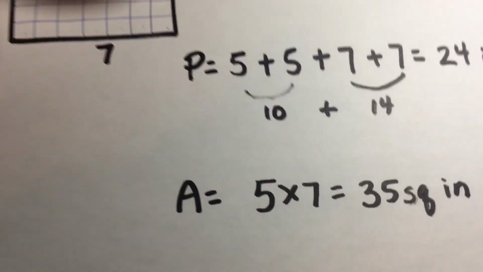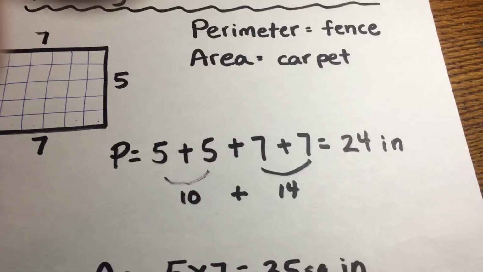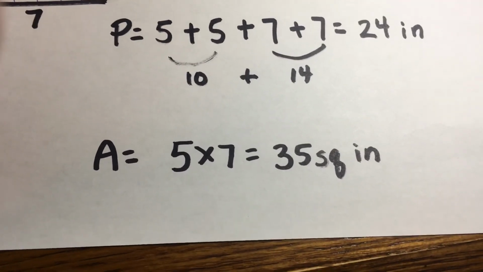Sorry for the camera jumping around here. But again, that's the difference here between area and perimeter. Perimeter, we add up all the side lengths. And for area, we multiply the length times the width.